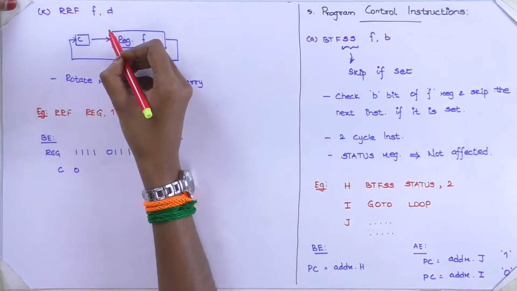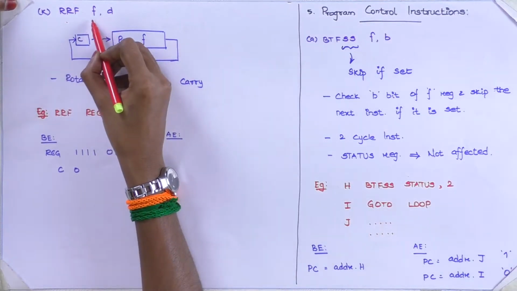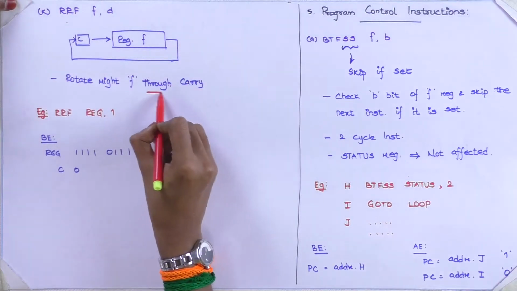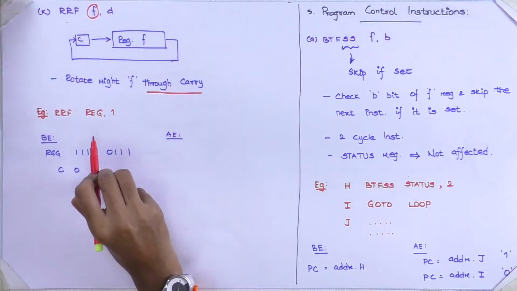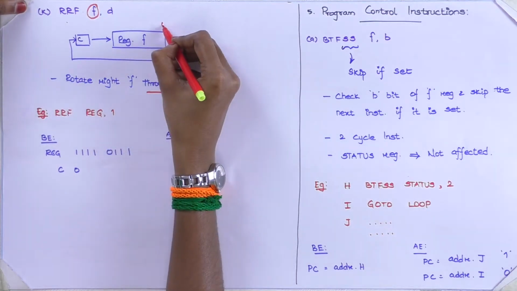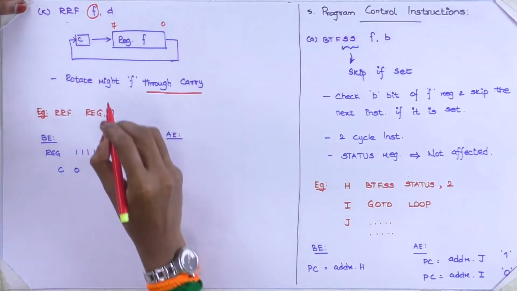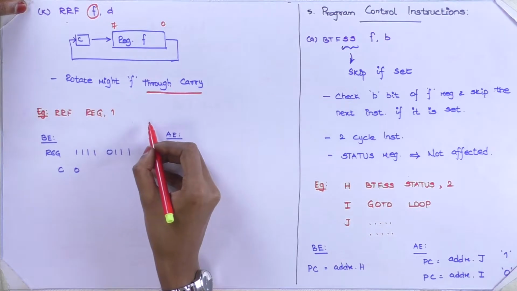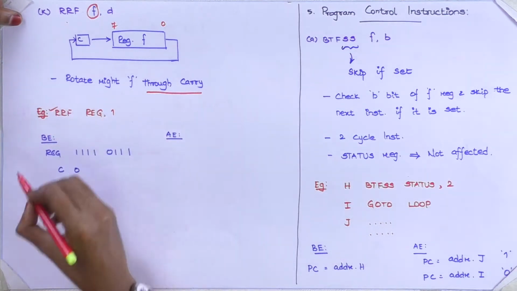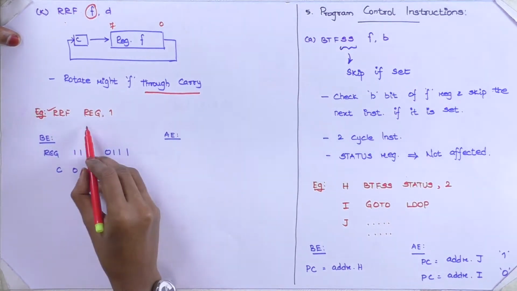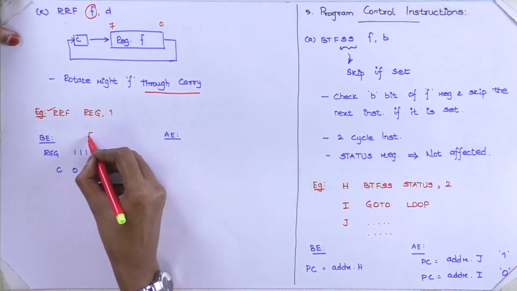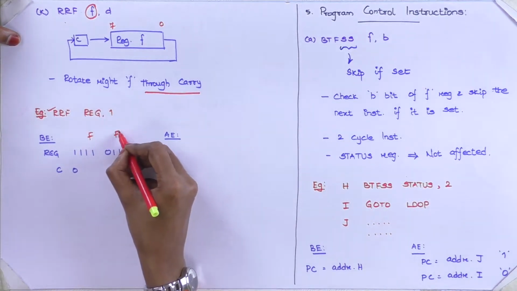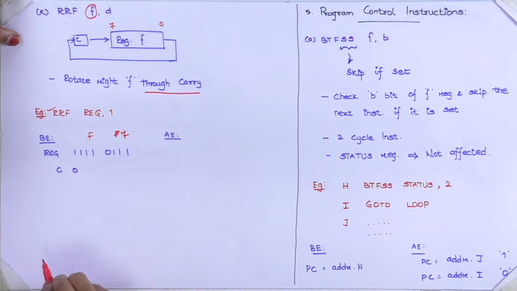And the next instruction is rotate right through carry. Carry should be involved here. What we have to rotate? We are supposed to rotate this file register. So this is your 0th bit and this is your 7th bit. How will this rotation happen? We will take the same example that we have discussed previously, with a different value. F7 is given here. Fine.